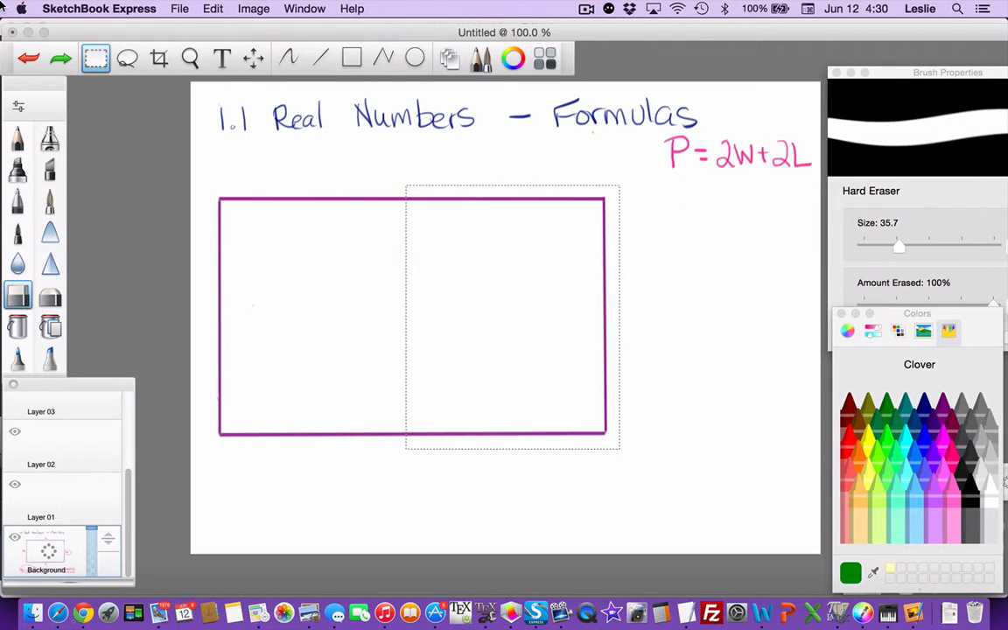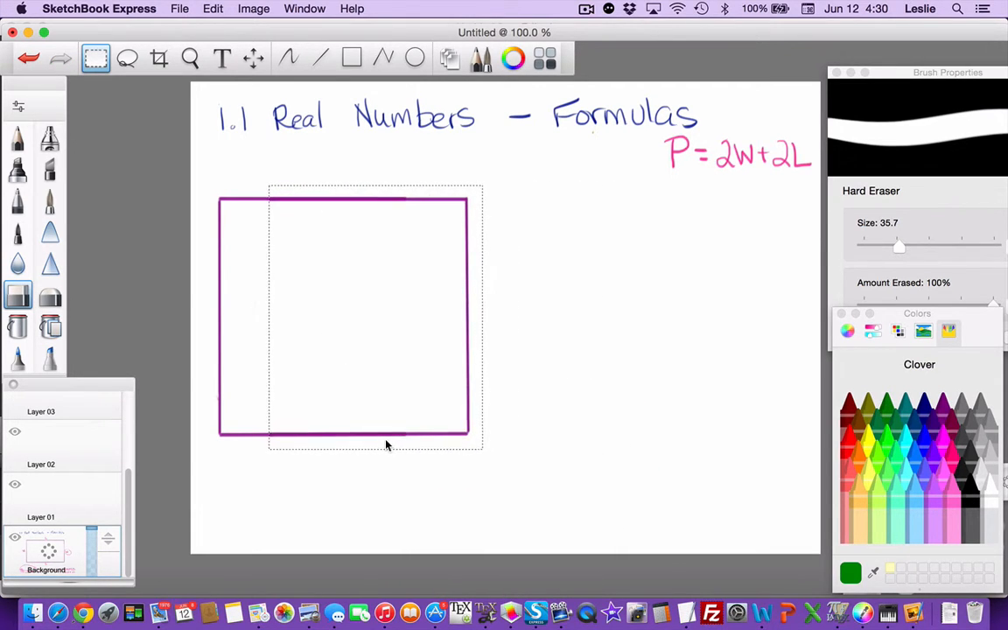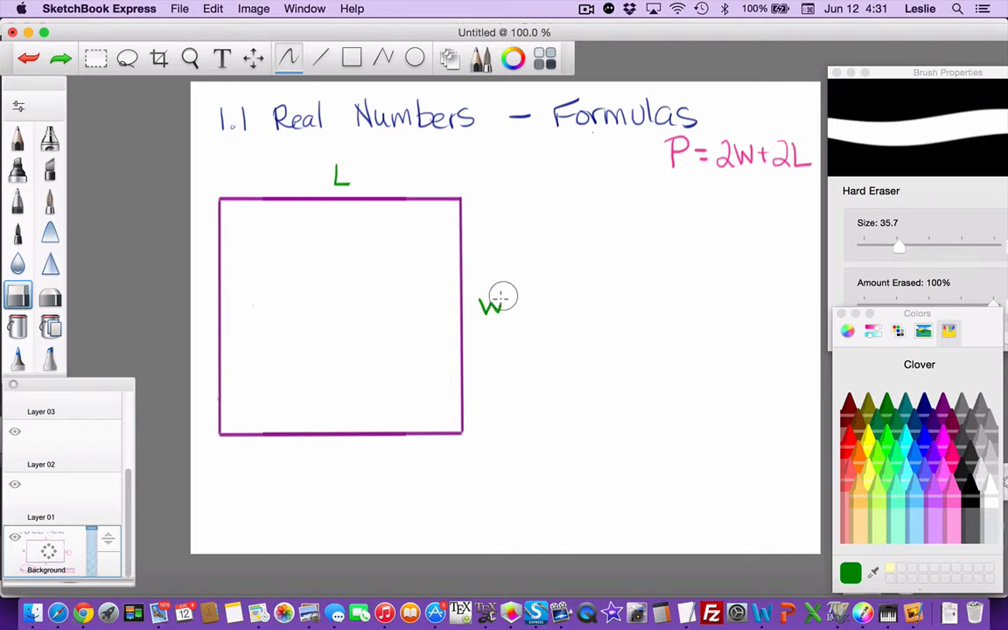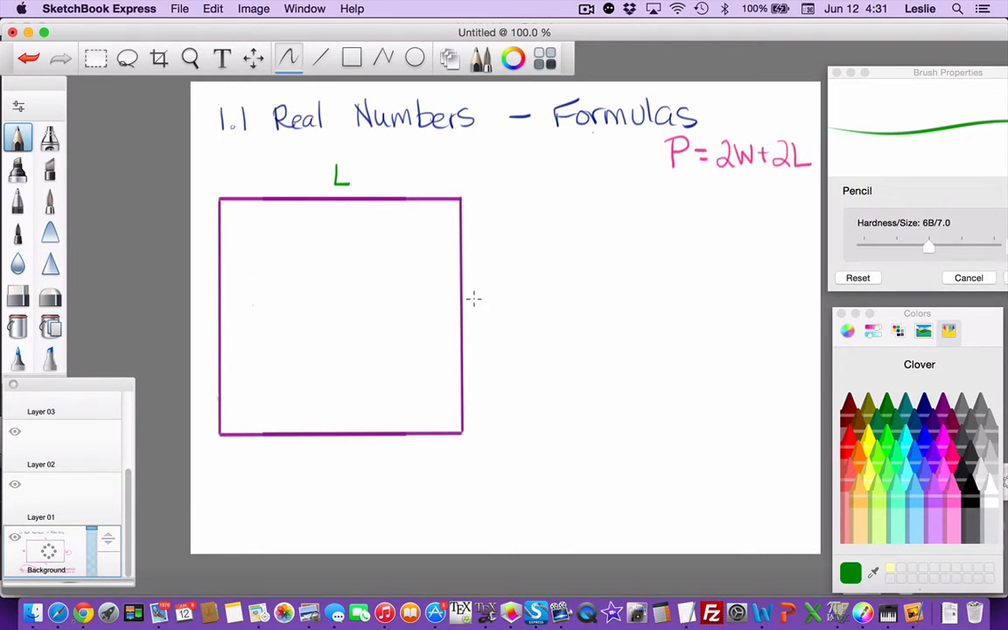A square is really just a special rectangle. Watch what happens if I take this rectangle and bring it in so that all 4 sides are the same length. I used to call this L for length and this W for width. But they're the same length now, so shouldn't I use the same letter? Instead of L for length and W for width, let's use L for length for all 4 sides.